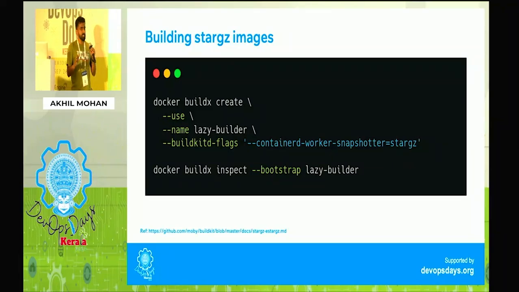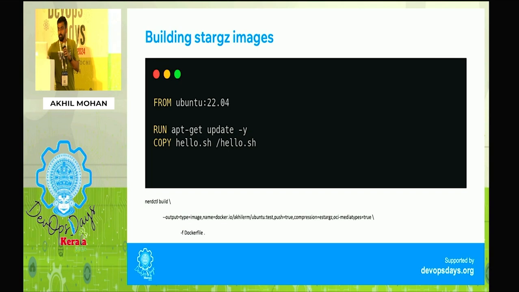Now we will get over the theory and see how you can really use it in your environment. To build a stargz image, instead of the normal images that you build using Docker build, you need to create a BuildKit builder that uses a containerd worker snapshotter. So you create a new builder and then bootstrap the builder. Now I'm going to build a simple container image from an Ubuntu 22.04 Docker image.